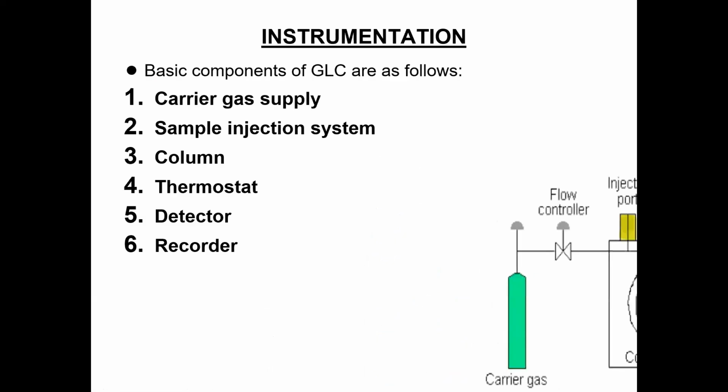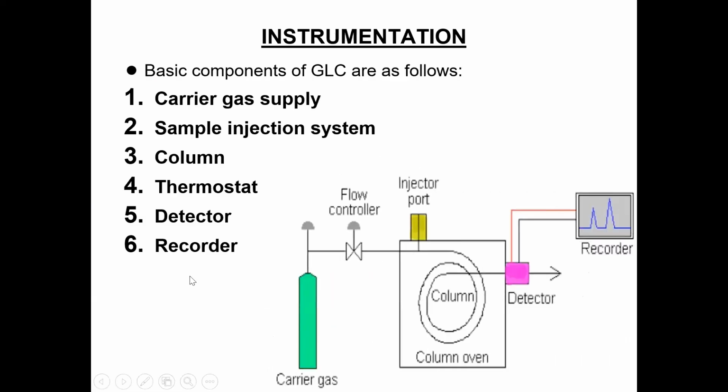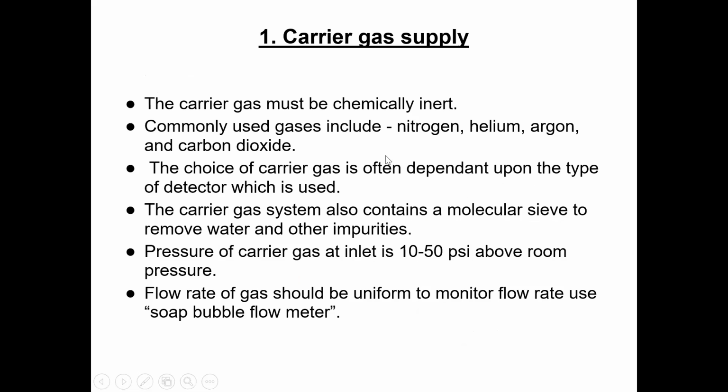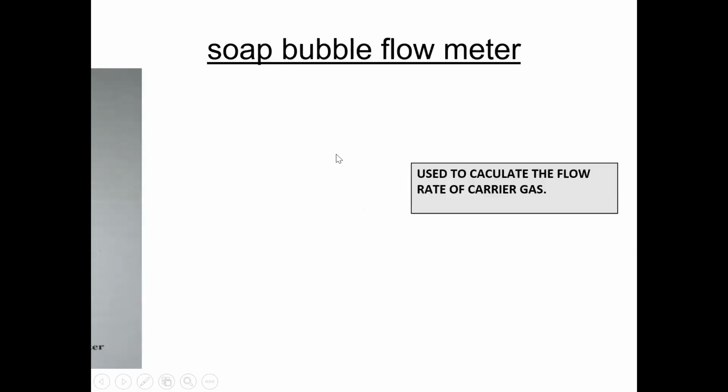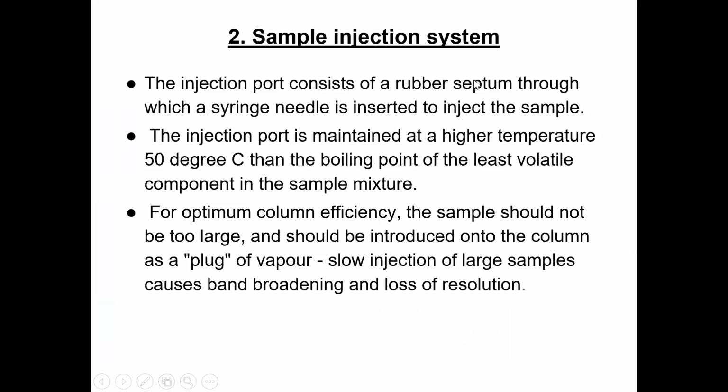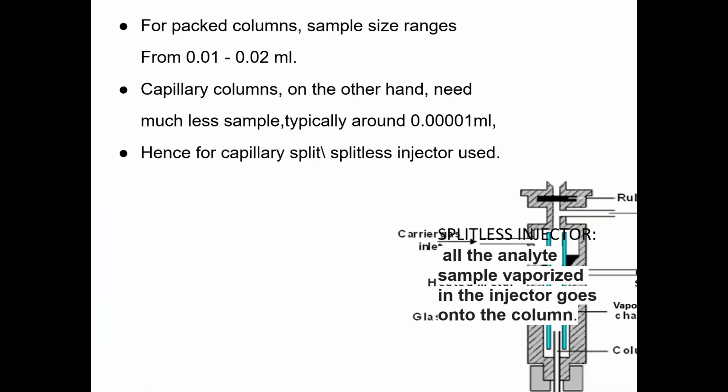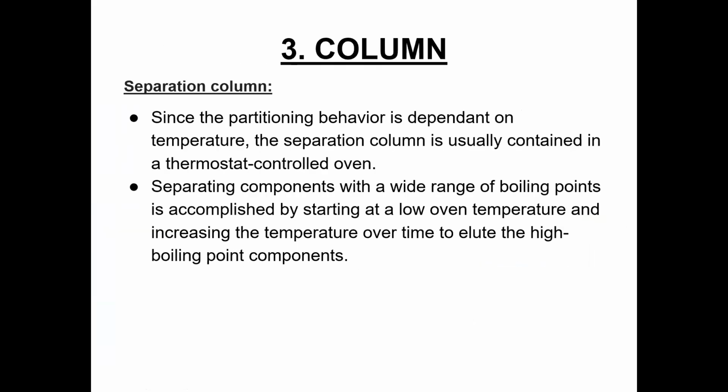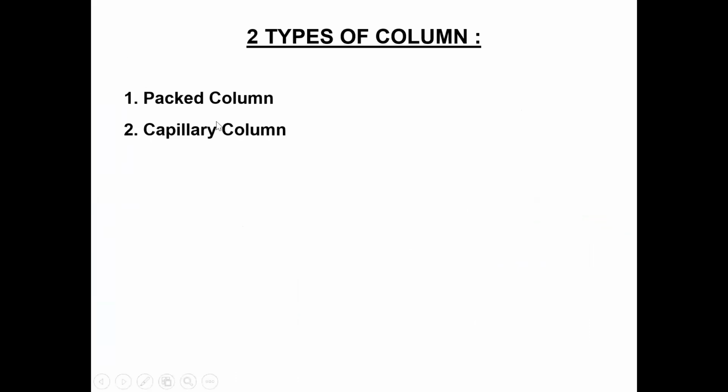There are two types of columns in gas chromatography, and these are the different components of the gas chromatograph. One is carrier gas supply, flow meter, injector port, column, detector, thermostat to maintain the constant temperature, and recorder. Carrier gas: carrier gases used are nitrogen, helium, argon, and carbon dioxide. Sample injection system: sample is injected with the help of the syringe needle. Columns: as we discussed, there are two types of columns, packed columns and capillary columns.